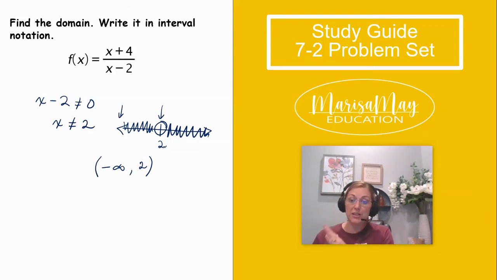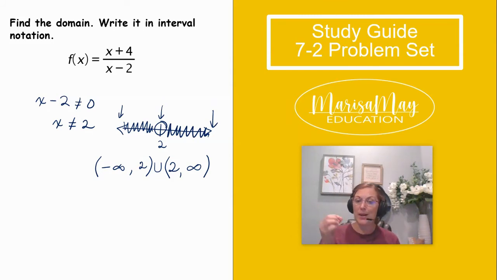Then focus your attention on the right side of this shading. It begins at 2 and it ends at positive infinity. Again, infinity gets a parentheses always. 2's not included, so it also is going to get a parentheses. And we use the union symbol between the two to combine them.